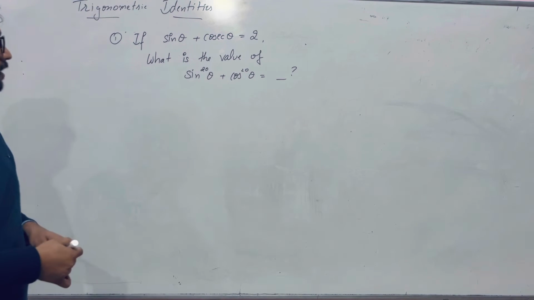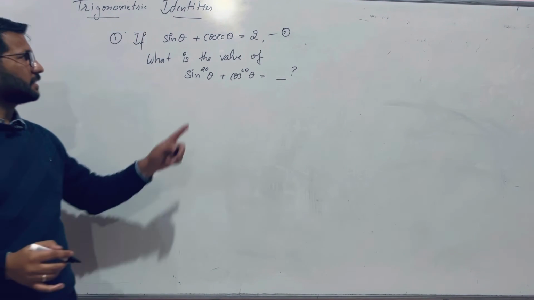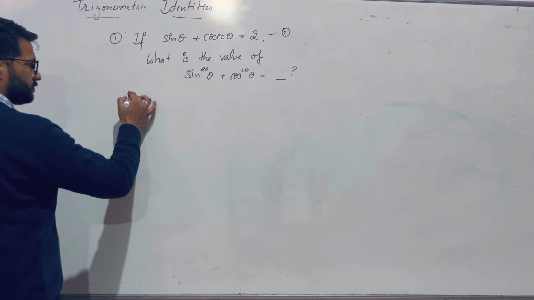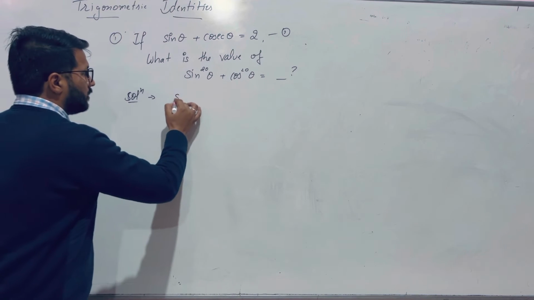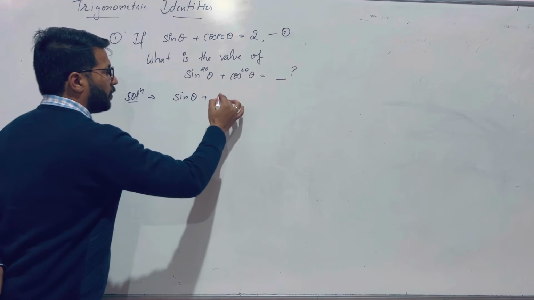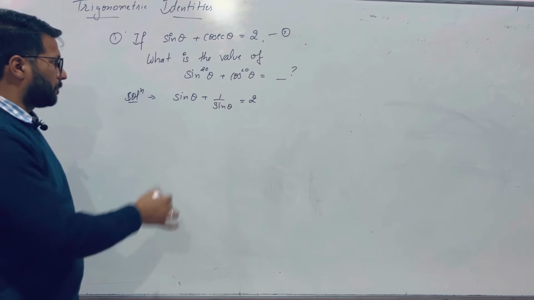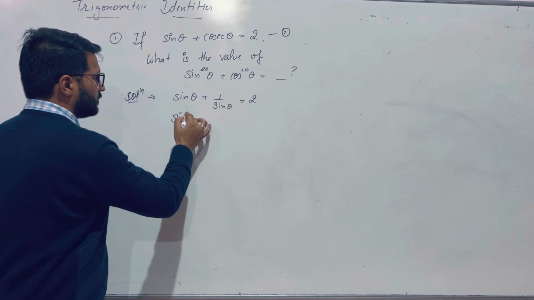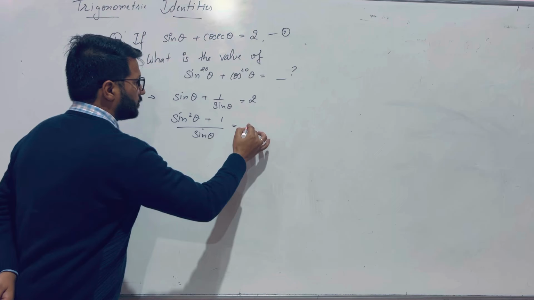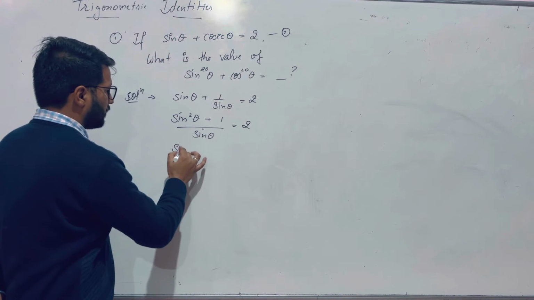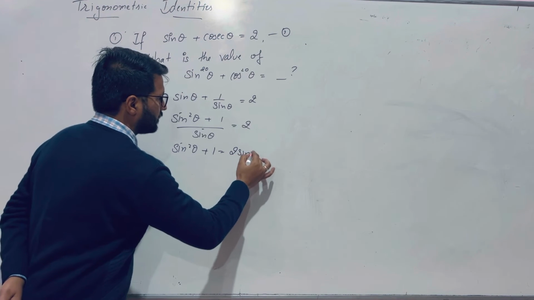So here it is given that the sum of sin theta and cosecant theta is equal to 2. As we know, cosecant theta is 1 upon sin theta. So by taking LCM, sin square theta plus 1 upon sin theta is equal to 2. Cross multiplication gives sin square theta plus 1 is equal to 2 sin theta.